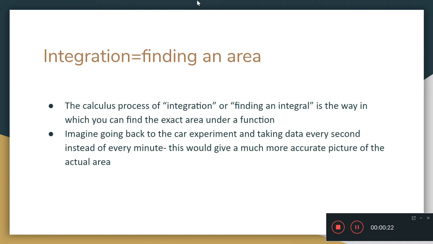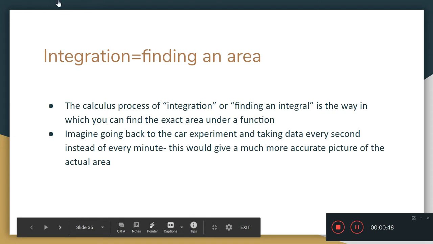under a function. So if you imagine going back to our summer car experiment, if we were to take data every second instead of every minute for the speed of your car, and then we were to find the area of every one of those rectangles, we'd obviously have a lot more rectangles, we would have a much more accurate picture of the actual area. So let's take a look at what I'm talking about there.